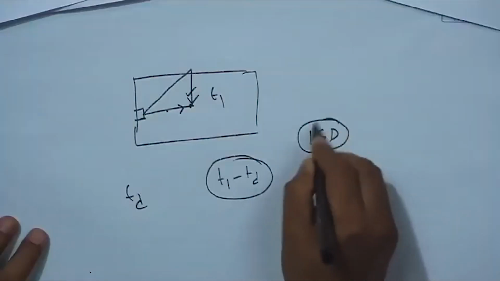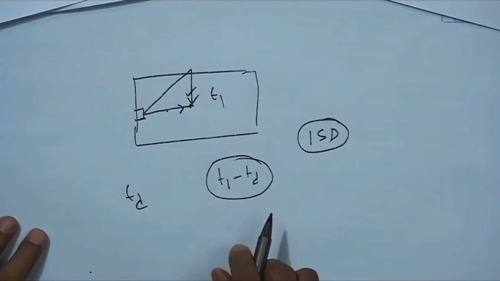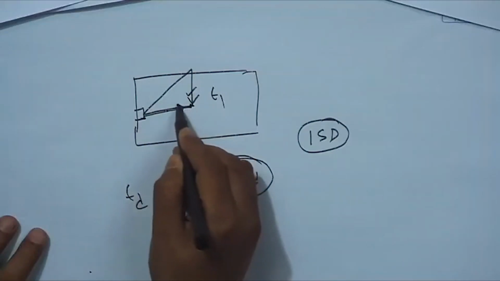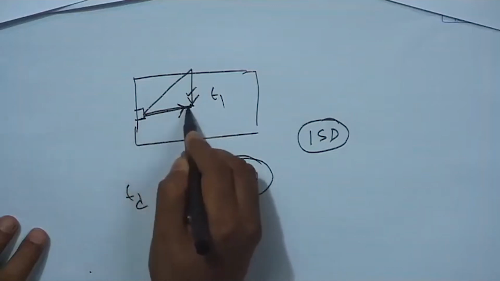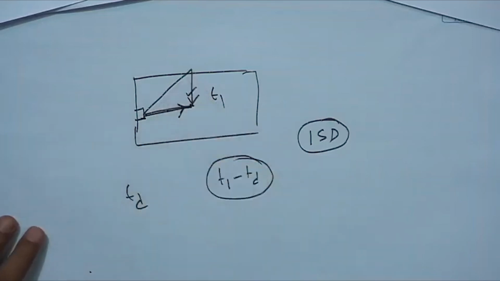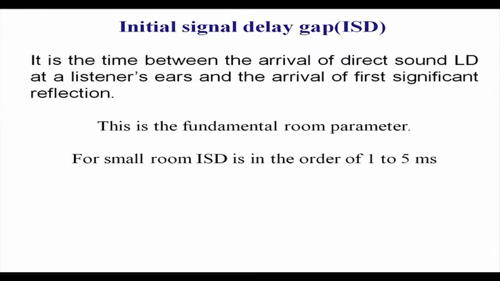So, this is called ISD, initial signal delay gap. At any point, the difference between the time of reaching of the direct sound and the first reflection is called the initial signal delay gap. This is a fundamental room parameter. So, for a small room, for a recording studio, the initial delay should be 1 to 5 millisecond.